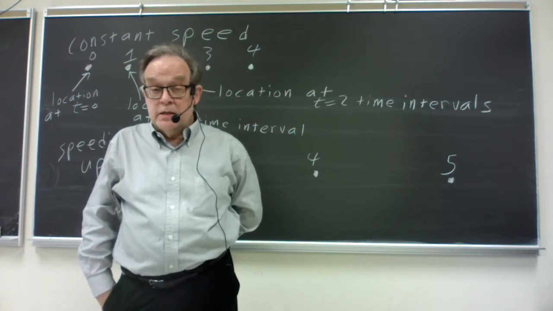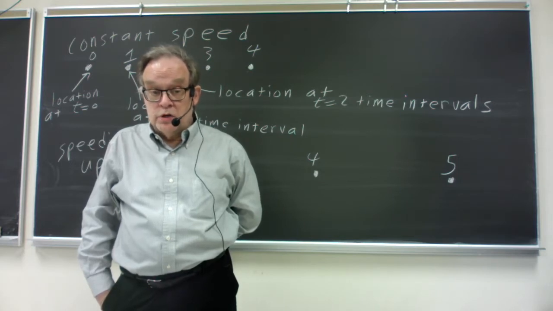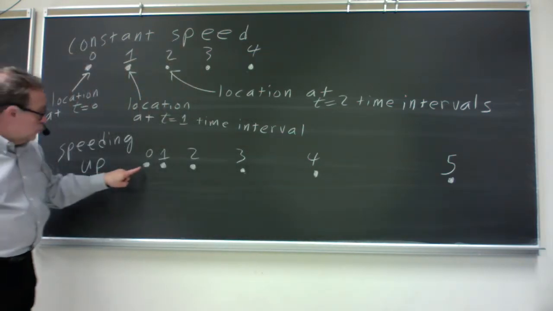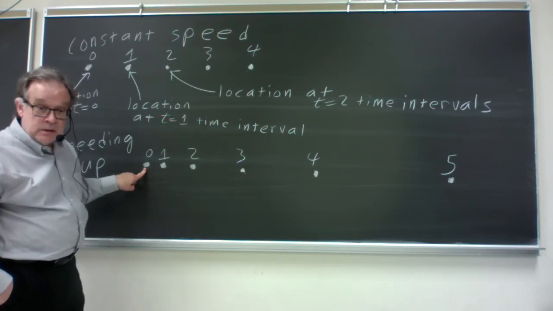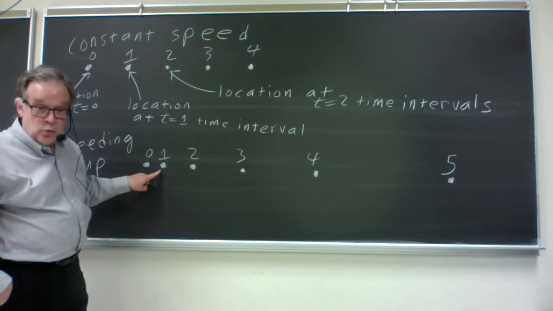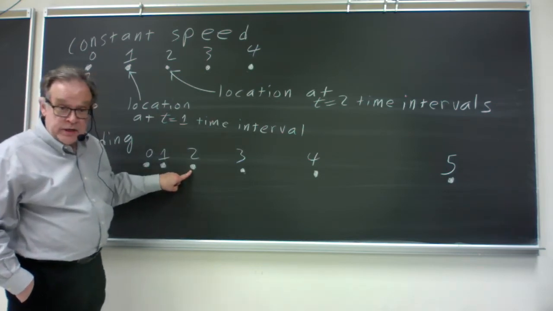Then you might guess that a second basic type of motion diagram would correspond to speeding up, and that would look something like this. When you first start watching the object, there it is. That's where you turn on the stopwatch. That's where it is at time 0, before any time intervals have elapsed. Then at the end of one time interval, there it is. At the end of the second time interval, there it is, and so forth.